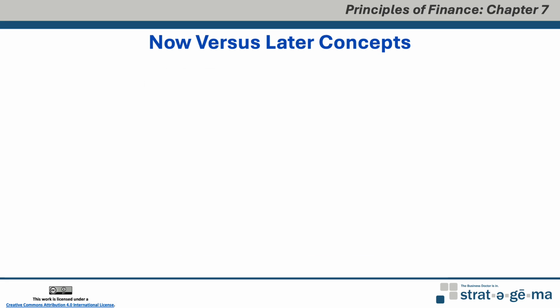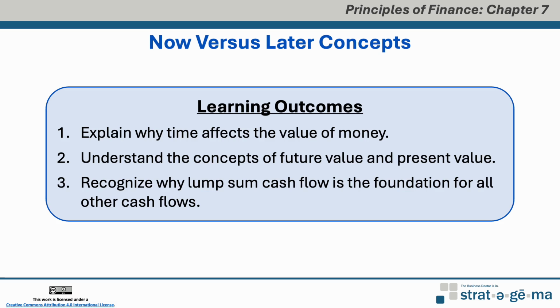So let's dive in. This first section on now versus later concepts has three main outcomes. First, to explain why time affects the value of money. Second, to understand the concepts of present and future value. And third, to recognize the role of lump sum cash flows in financial decision-making. And what we'll discover is that these foundations are pretty important, and they'll help us understand how to make better financial decisions, whether it's for personal investments, corporate finance, or other types of scenarios.